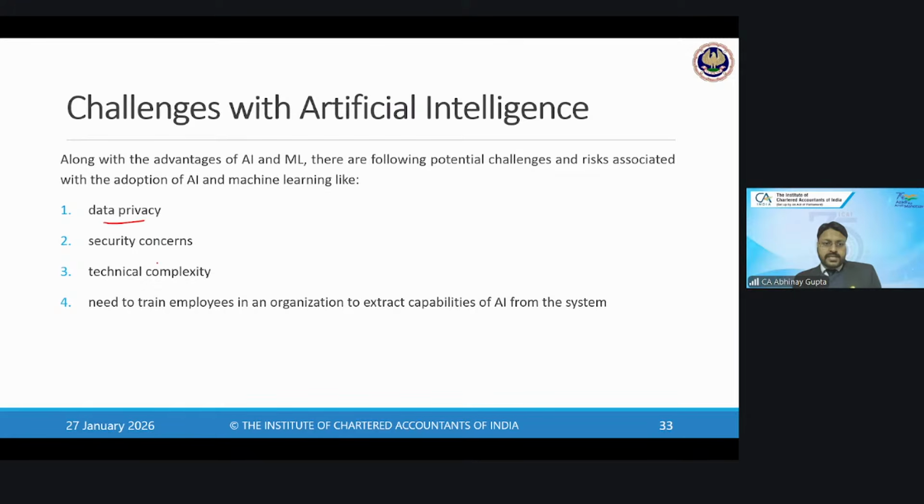So data privacy, security concerns, technical complexity, and training of employees in an organization to use the AI are the challenges which the organization has in their decision to use the AI. These are the challenges.